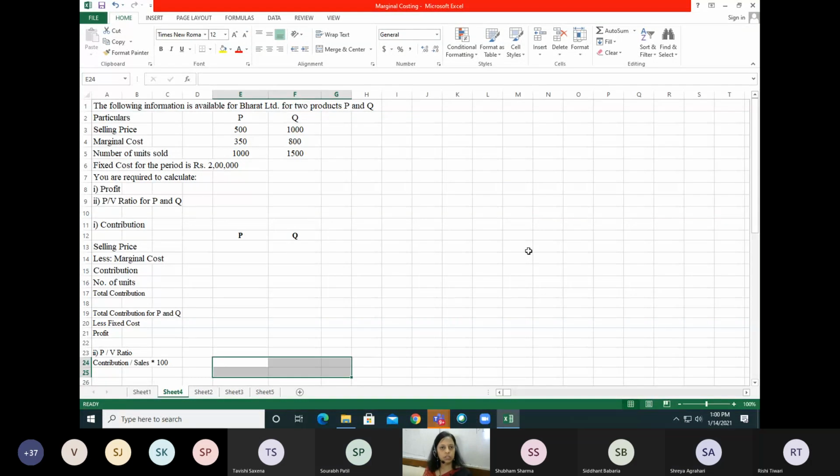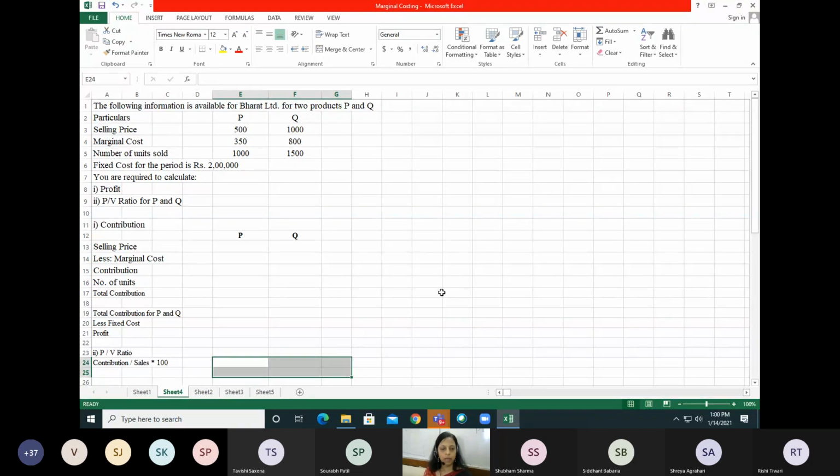The following information is available for Bharat Limited for two products, product P and product Q. Again, in this question, they have given the details per unit: selling price, marginal cost, and number of units sold. Now, fixed cost for the period is 2 lakh and you are required to calculate profit and PV ratio. So as we have seen in the earlier question also, in marginal costing, you have to start the question by finding out contribution. So we are going to find out contribution for product P and product Q.